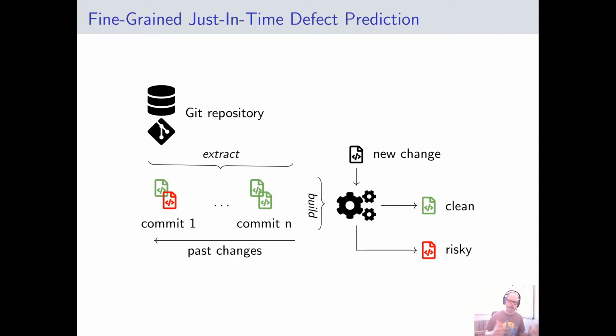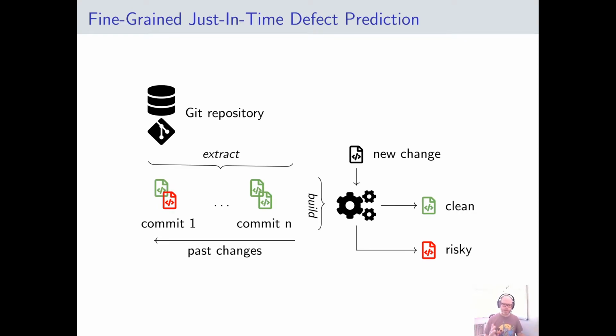The difference between fine-grained just-in-time defect prediction, as introduced by Pascarella and colleagues, and the normal just-in-time defect prediction is that usually you have the commits as instances for your predictive model, and for the fine-grained just-in-time defect prediction, you have the files within the commits as your instances for your predictive model.